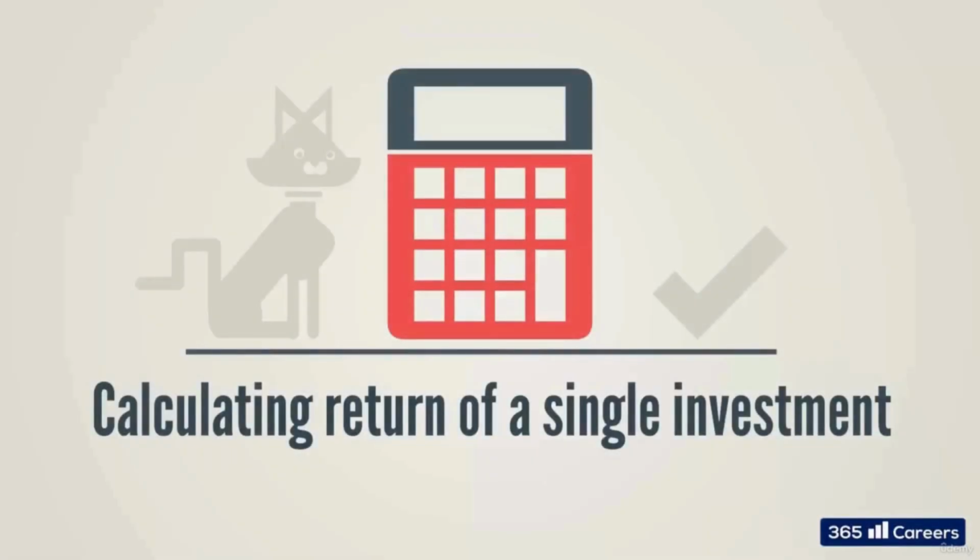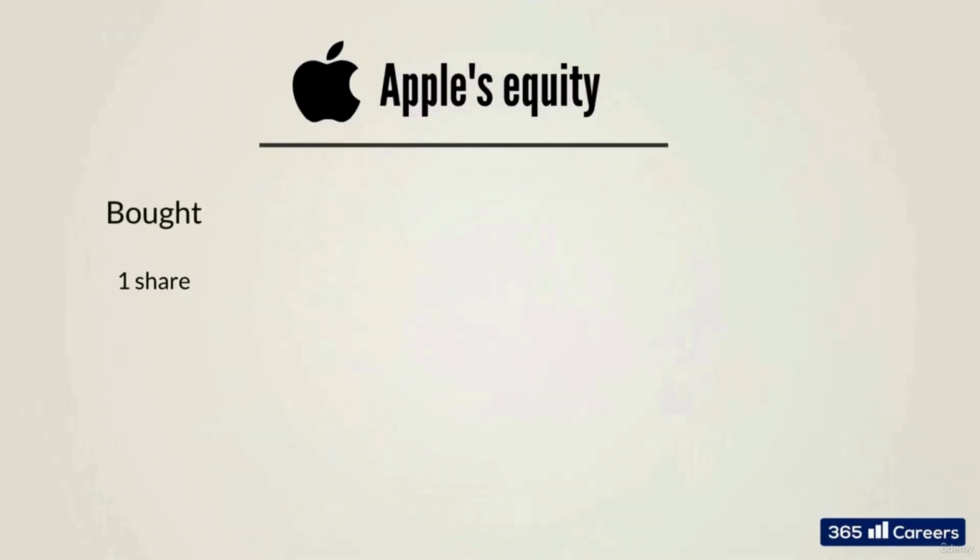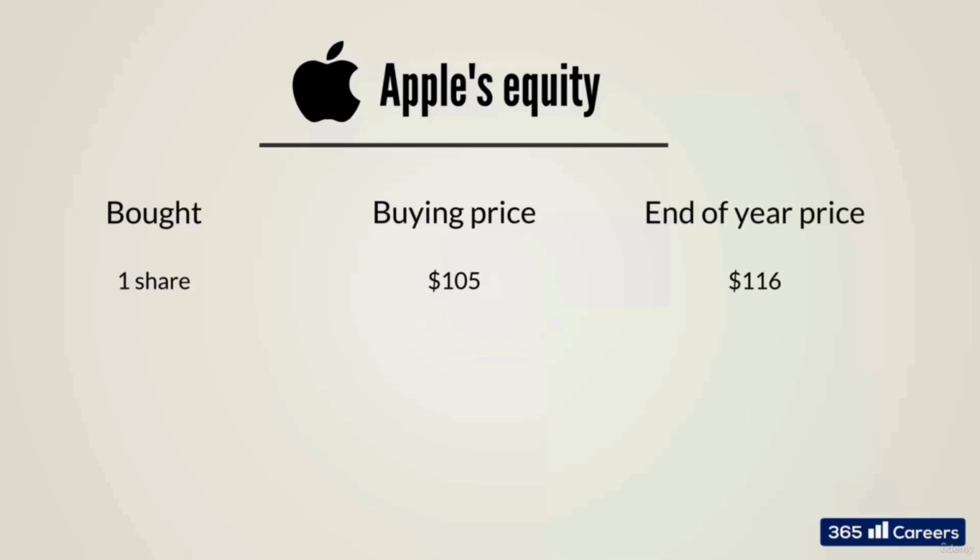Every investor's main goal is to earn a good rate of return on his investment. What do I mean by that? Well, imagine you've bought one share of Apple's equity at the beginning of the year. Back then, Apple shares were trading at $105. At the end of the year, their price increased to $116. So apart from any transaction costs arising from the transaction and dividends paid by the company throughout the year, if you sell your one share today, you will receive $116. So you've made a profit of $11.